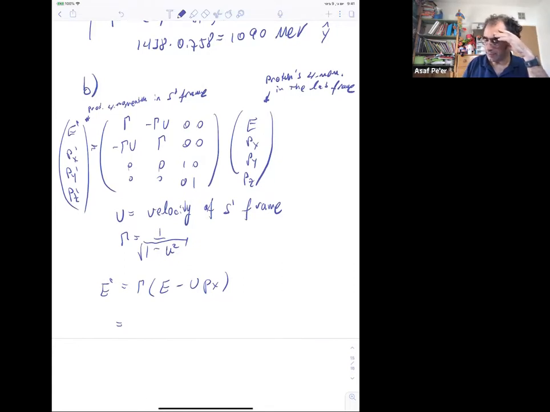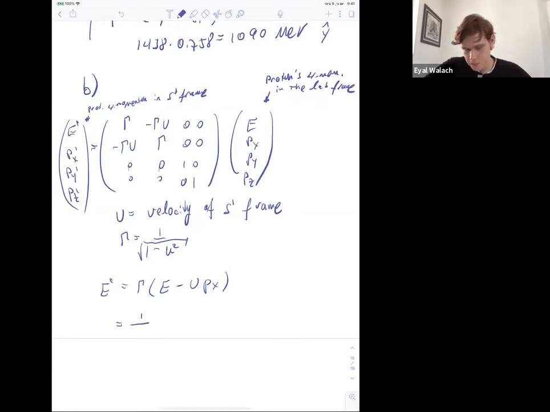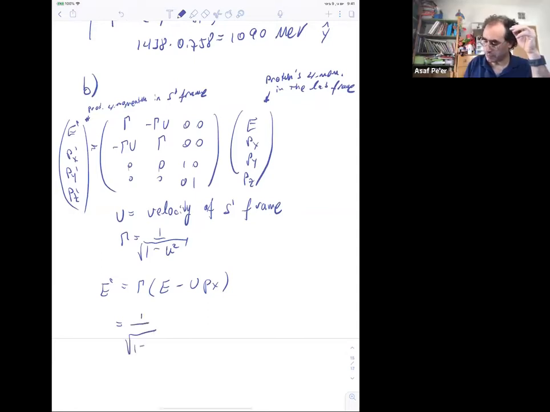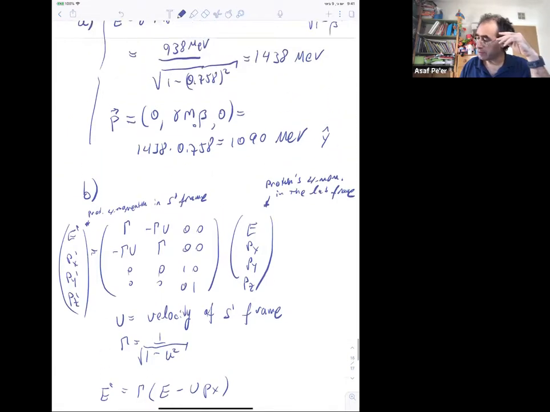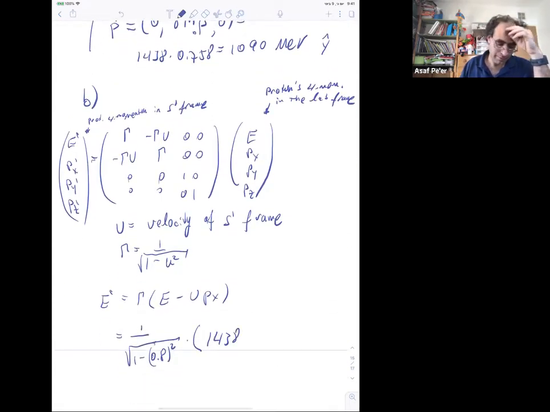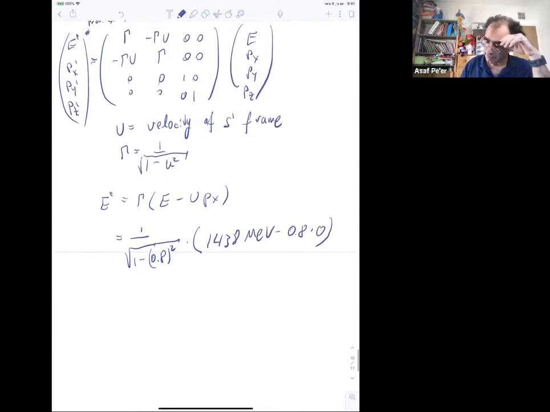So Px is 0. And what is gamma? Five-thirds. Not bad. Square root of 1 minus 0.8 squared, indeed 5/3. Times, we said E is 1438 MeV, minus 0.8 times 0. So you end up with 2396 MeV.